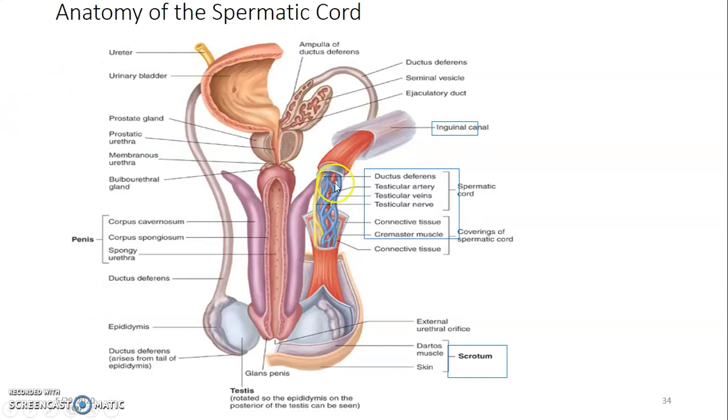It has three coverings: external spermatic fascia from external oblique, cremasteric muscle from internal oblique abdominis, and internal spermatic fascia from fascia transversalis. It has three arteries: we've said testicular artery, artery to vas deferens, and cremasteric artery. Then it has three nerves: ilioinguinal nerve, genitofemoral nerve, and autonomic nerves. And then it has three other structures: pampiniform plexus of veins, and vas deferens with lymphatics and remnants of the processus vaginalis.